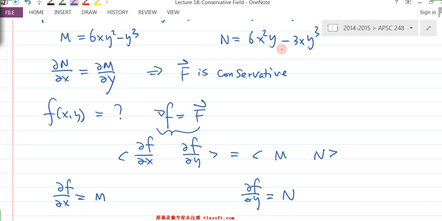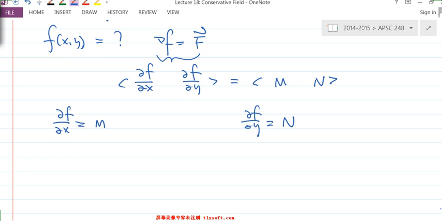So M and N, you know them already. You just don't know what the small f is. But now you know the two partial derivatives: one is equal to M, one is equal to N. The next step is to make use of these two relationships to get this scalar function f. We can start from either of them. So let's start from this relationship.